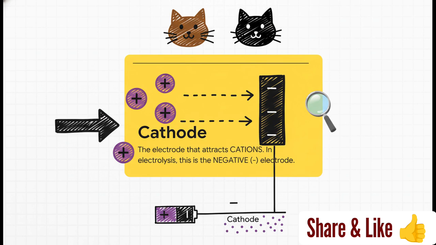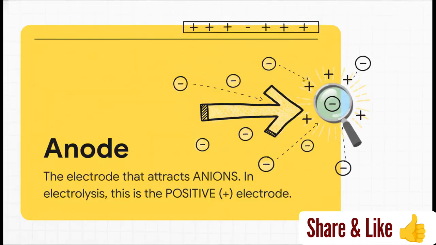They even sound alike. Cations go to the cathode. And since cations are positive, they must be attracted to the negative electrode. So the cathode is negative. And on the other side, the electrode that attracts the anions is called the anode. See the pattern? Anion, anode.